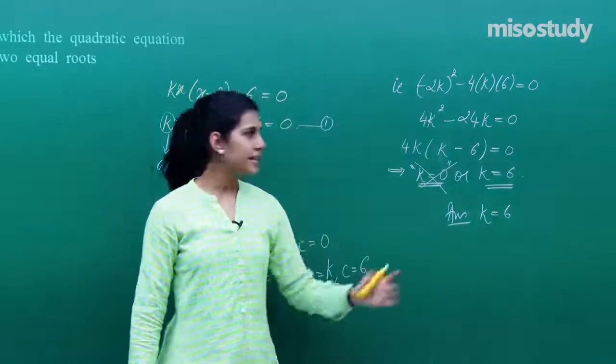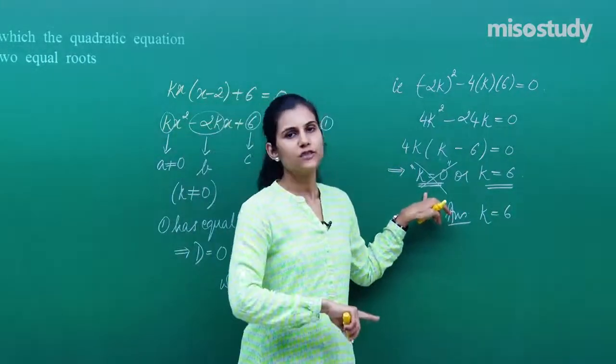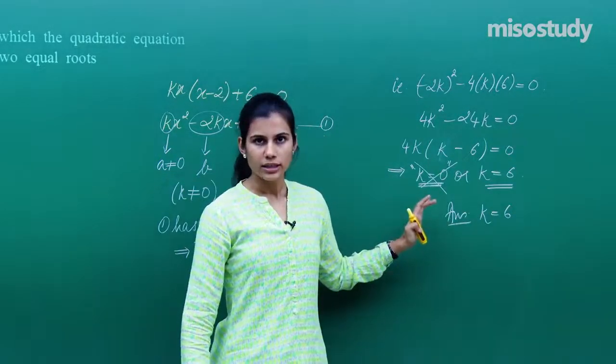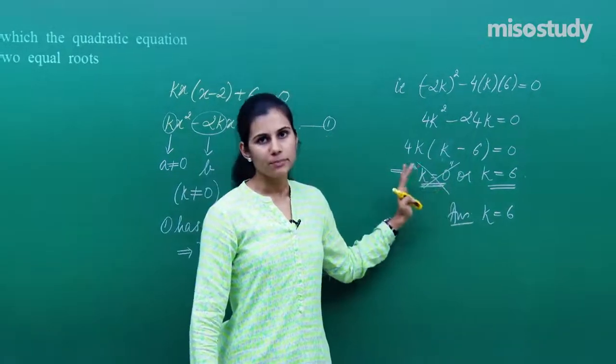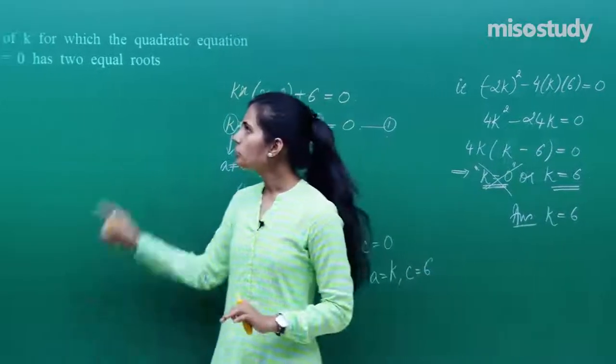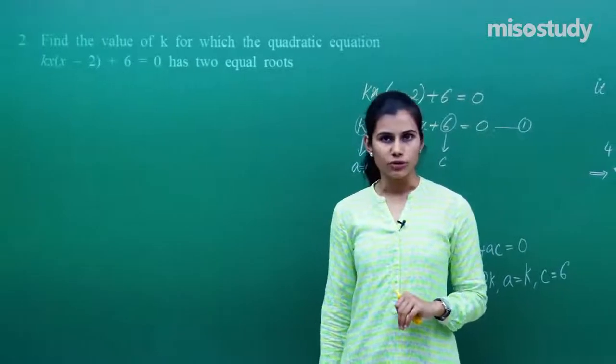That's how you eliminate the alternate value of k which is coming up, because you are not getting a unique value of k, you are getting 2. But out of those two, one cannot be possibly taken, and therefore the other one becomes the only value of k for which this quadratic equation is going to have equal roots.